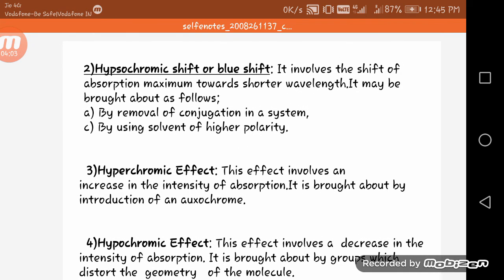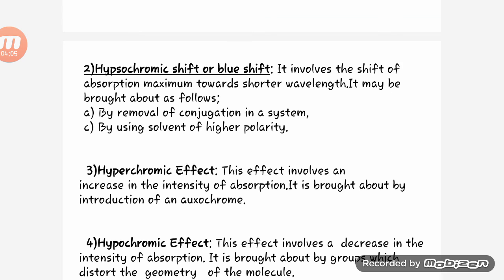Second is hypsochromic shift or the blue shift. It involves the shift of the absorption maximum towards the shorter wavelength. It may be brought about as follows: by removal of conjugation in the system, or by using a solvent of higher polarity.